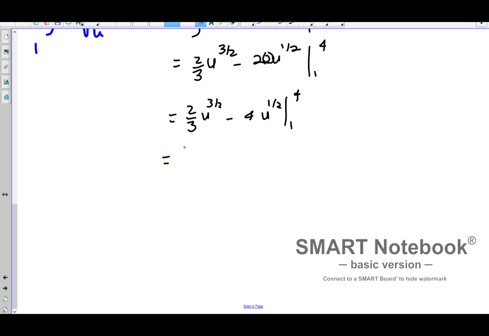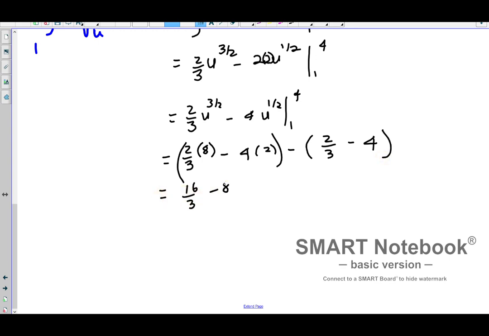Plug in the upper limit first. So 2/3 times 4 to the 3/2, that's square root of 4, which is 2, to the 3rd, which is 8, minus 4 times square root of 4, which is 2. Okay, minus quantity. Now plug in a 1 everywhere you see a u. You're going to get 2/3. 1 to anything is 1. Minus 4 times 1 to 1/2, still 1. And the rest is just going to be simplification, right? 16/3 minus 8 minus 2/3 plus 4.